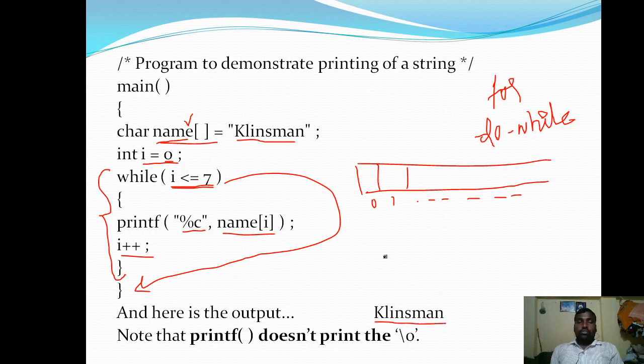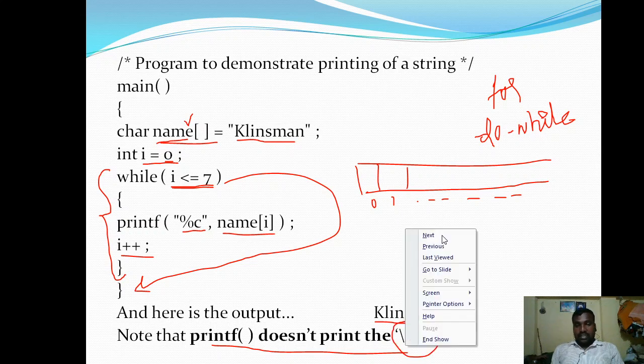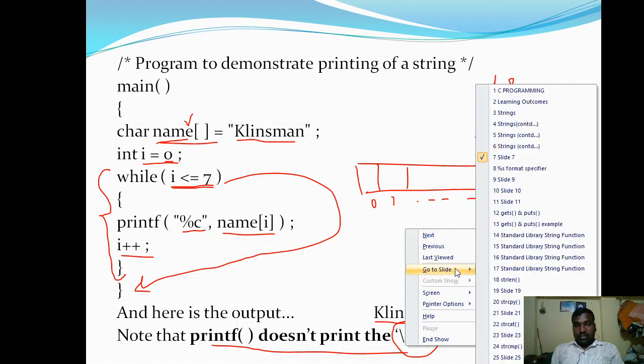Here you should note that printf does not print the null character. printf does not print this \0 null character.